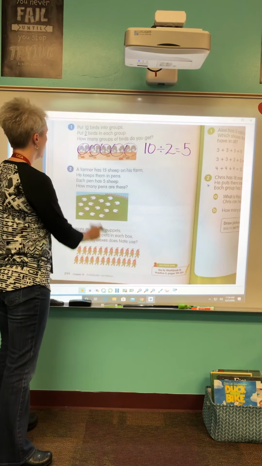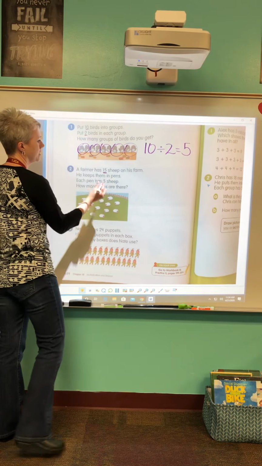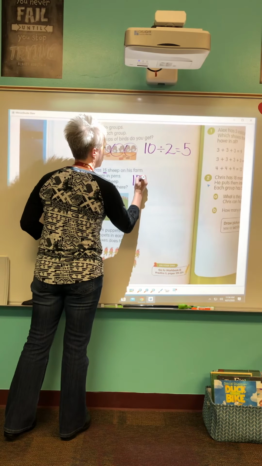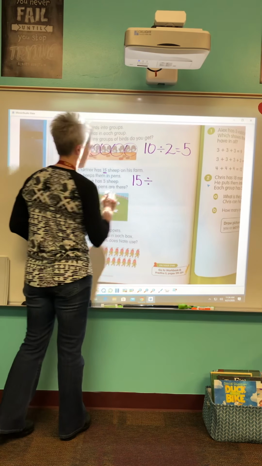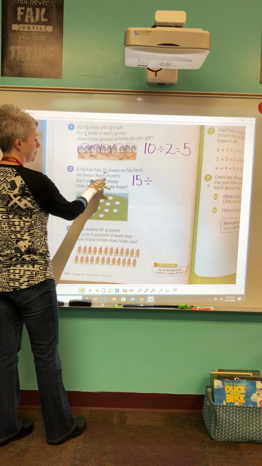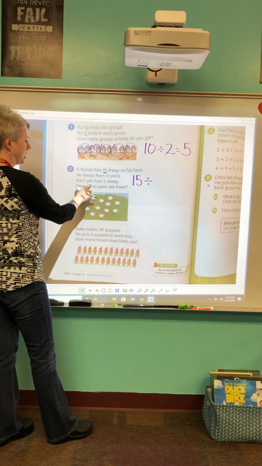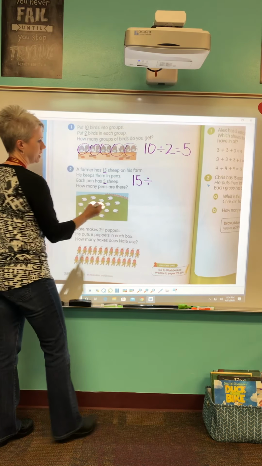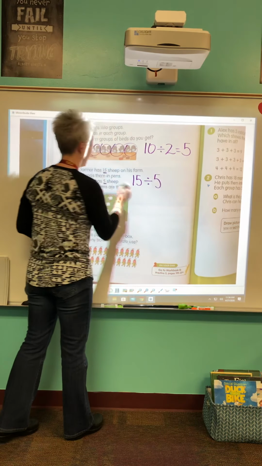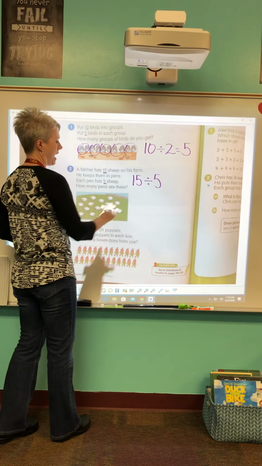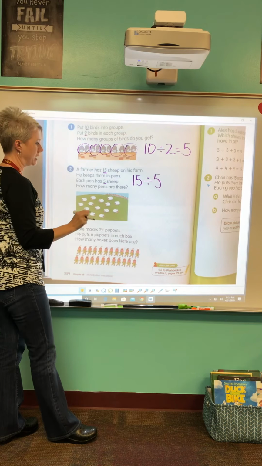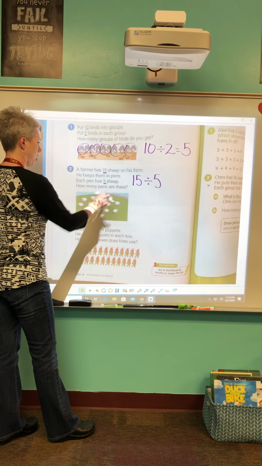All right, number 2. A farmer has 15 sheep on his farm. That's our whole number. He keeps them in pens. Each pen has 5 sheep. 15 sheep divided by 5. There are 5 sheep in each pen. How many pens are there?